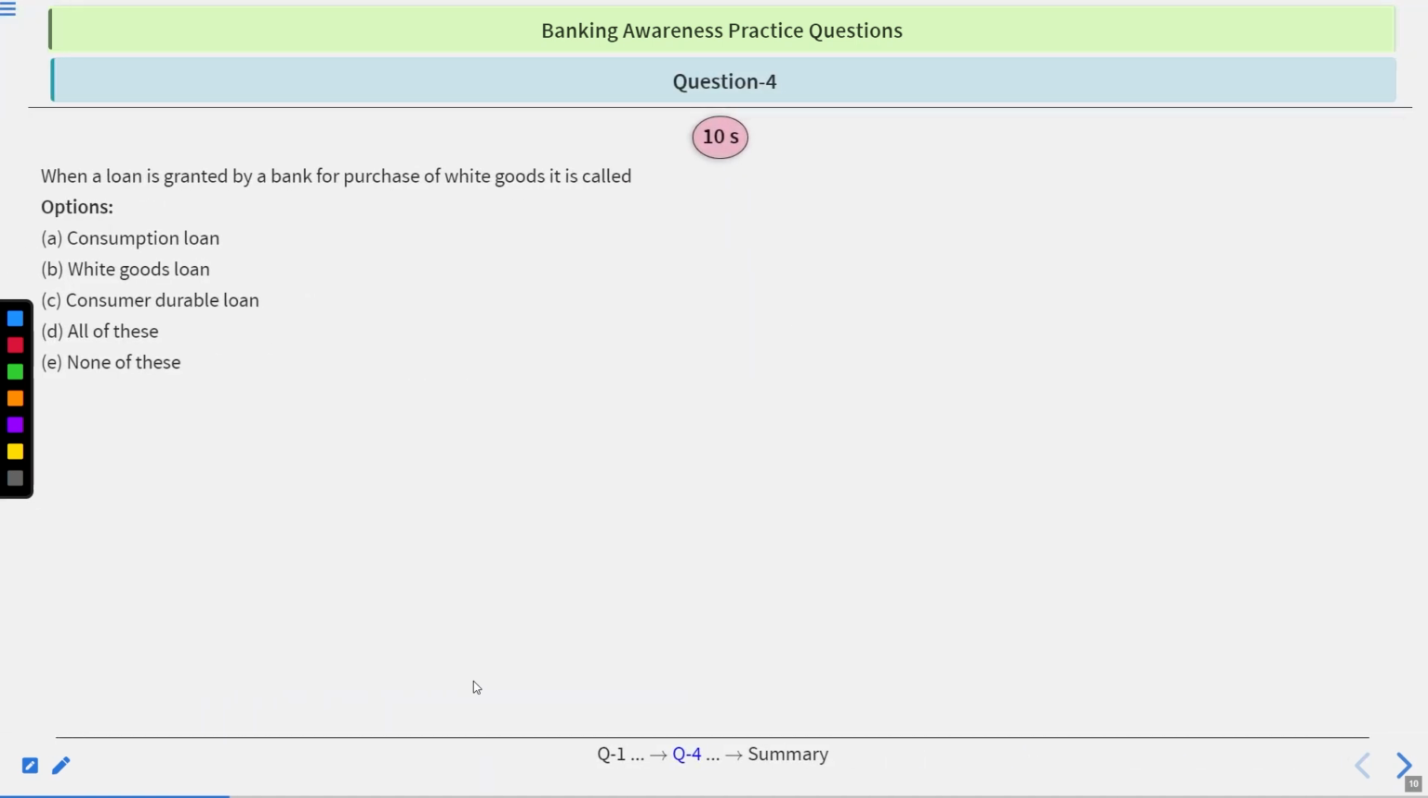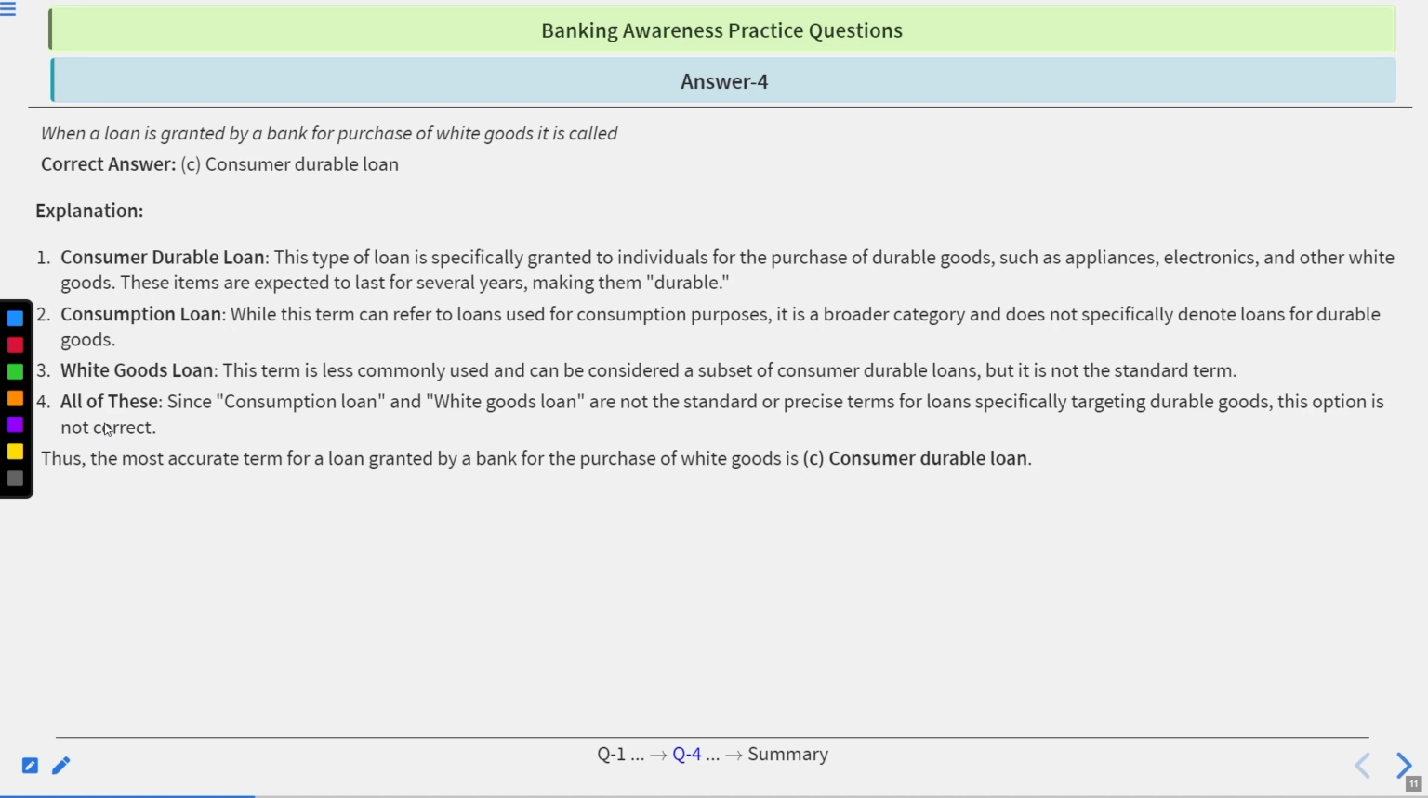Then, when a loan is granted by a bank for purchase of white goods, it is called: consumption loan, white good loans, consumer durable loan, all of these, none of the above. To answer this, you have 10 seconds. Time starts now. Alright, the time's up. The correct answer is consumer durable loan.